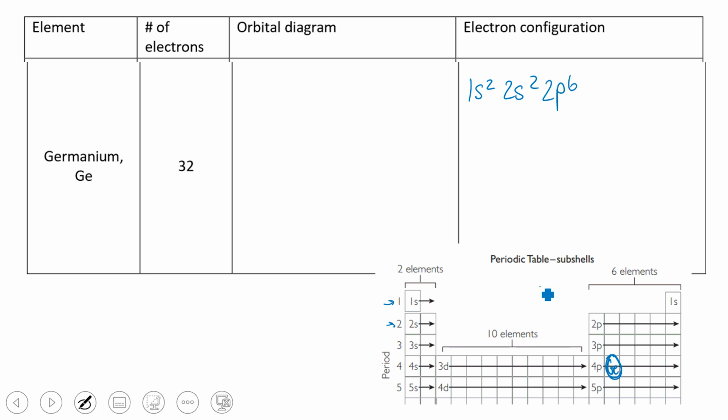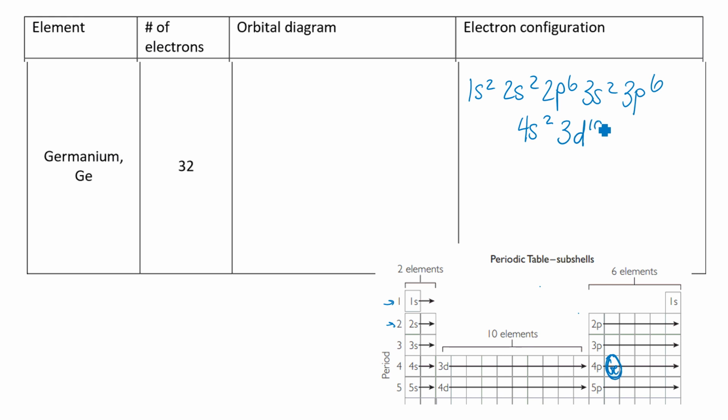Then I'm going to drop down, I get to the 3s. Work my way across, now I'm in the 3p. Drop down, what comes next is the 4s. What comes next is the 3d. And then where I end is I'm 2 sections in, like 2 elements in the 4p. So that tells me I've got 2 electrons in the 4p. So what I'm going to do now is I'm going to translate this into an orbital diagram.